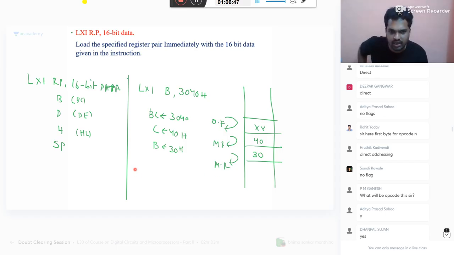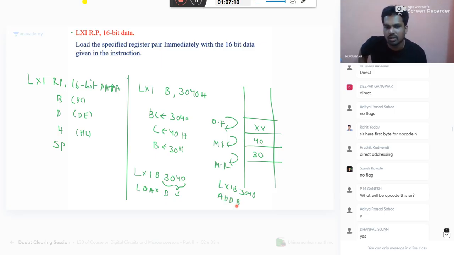Please listen. After LXI B, 3040, you may use LDAX B, then it will become an address. After LXI B 3040, if you say ADD B or ADD C, in that case, this will be data only. So the computer doesn't know.